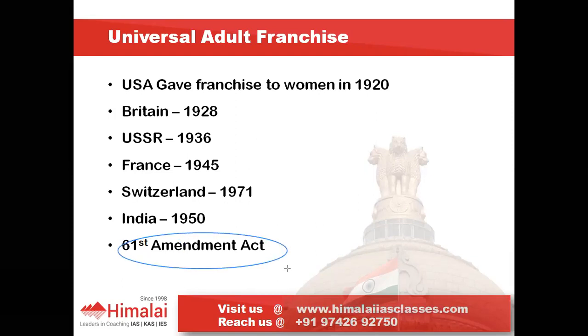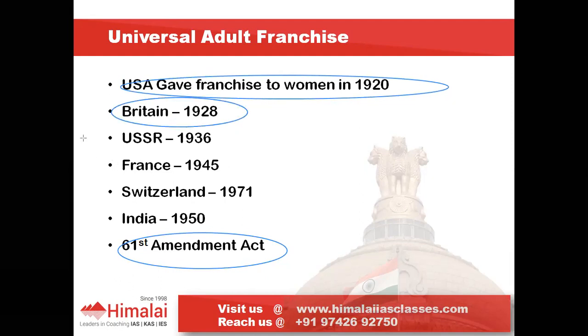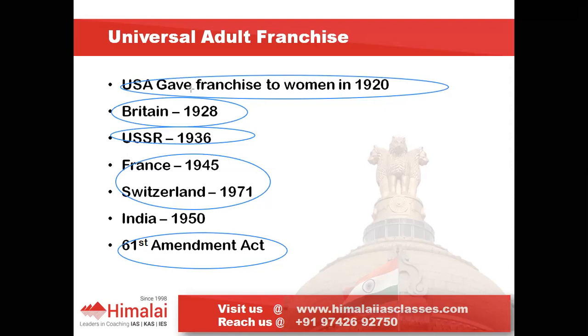And why it is a significant feature, if you see, the US gave franchise to women to vote in 1920, Britain has given it in 1928, Russia in 1936, France in 1945, and Switzerland has given voting rights to women in 1971. If you talk about, let's say, Africans in the USA, they even got the voting rights after the Second World War. So India, although got independence in 1947, with the enactment of its constitution on 26th January 1950 itself, we went for universal adult franchise and provided voting rights to all our citizens.